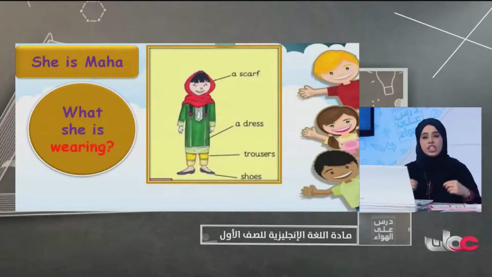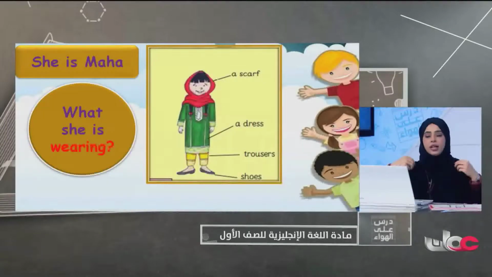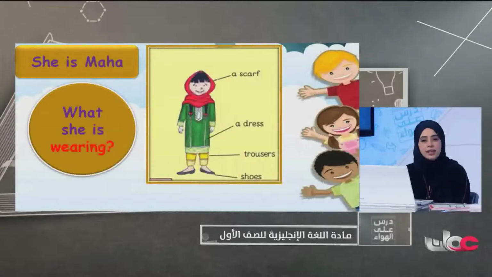Green. Very good. So a red scarf at the top, a green dress, and go a little bit down, and she is wearing, very good, what is that? What are these? These are yellow. Very good. Trousers. She is wearing yellow trousers. And down there, she is also wearing, I think the color is blue, blue shoes.